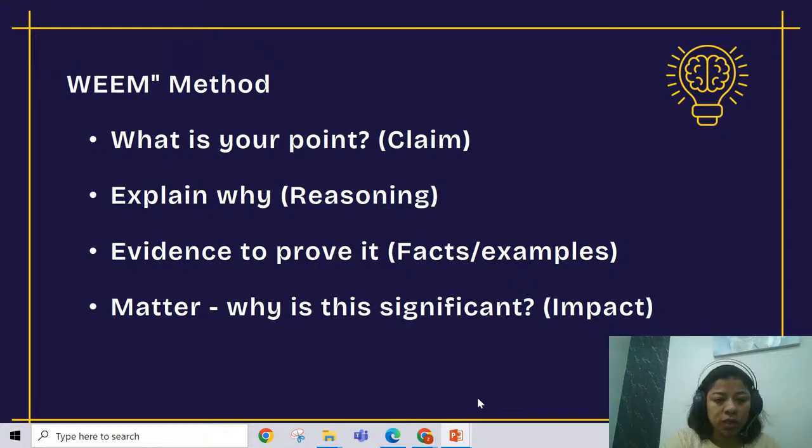also for universities. So this method to write a developed point is applicable to all the answers, especially the answers which are 3 to 4 marks and 8 marks or more in your global perspective. So first is, what is your point? You will talk about that, explain why, and evidence to prove it. That is how you build an argument. You give a reason and you give evidence, and at the end you give matter: why is this significant, or what kind of impact it's creating.